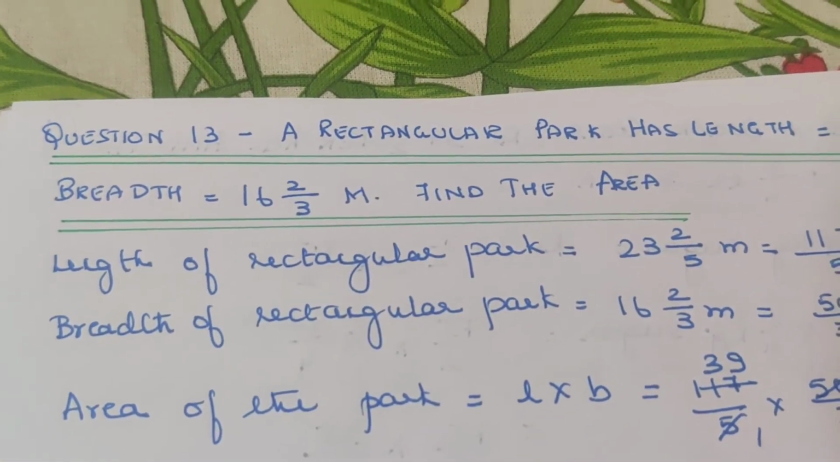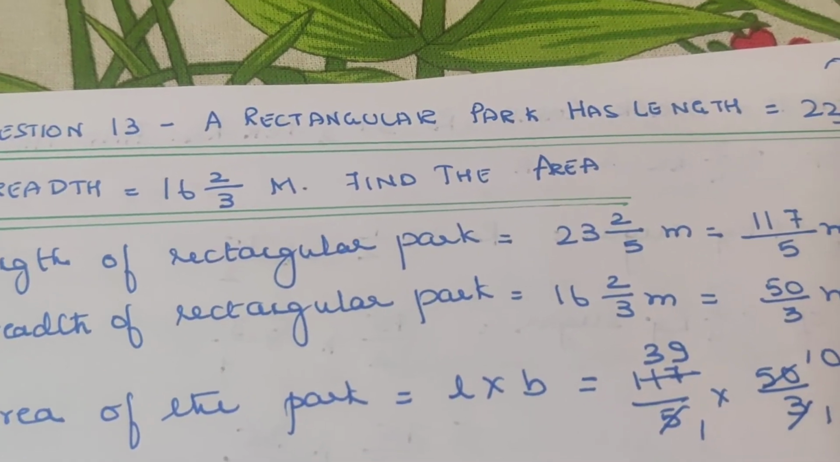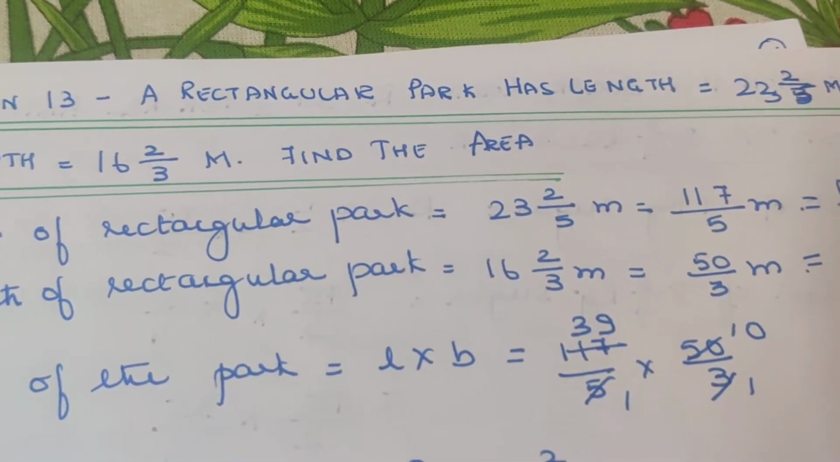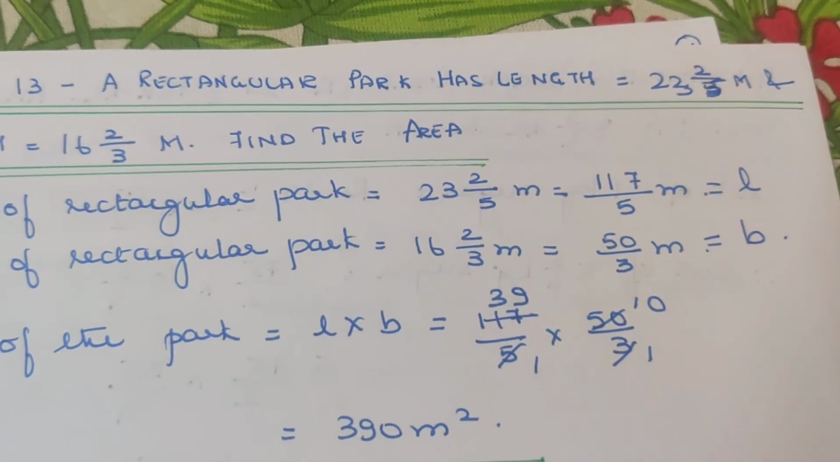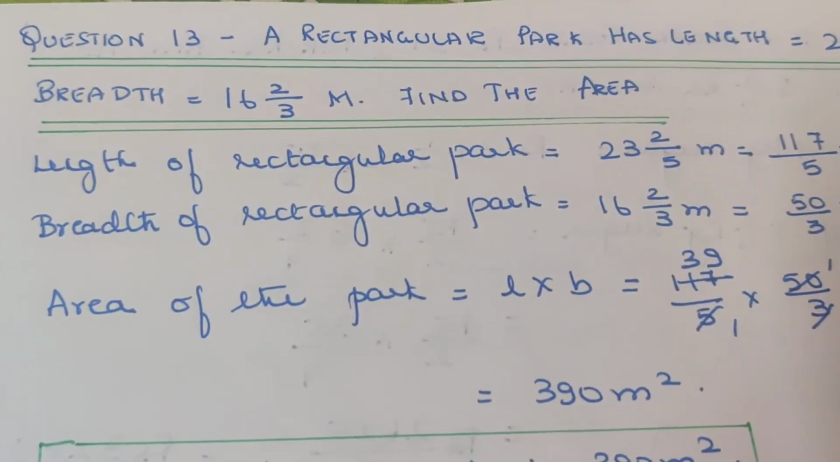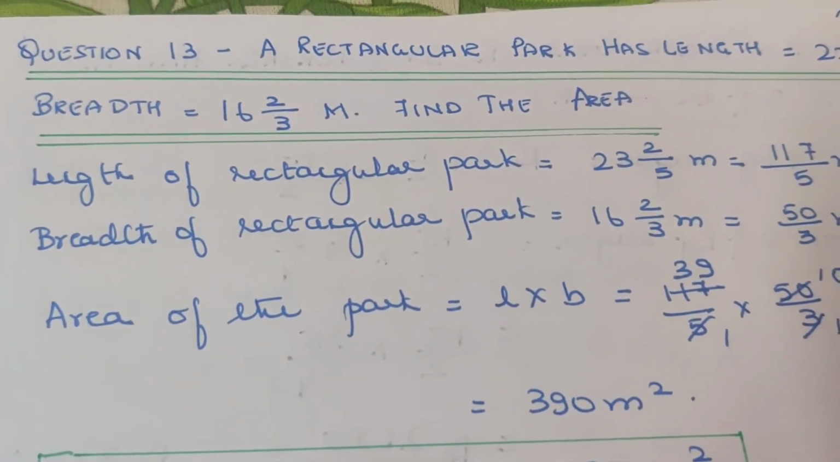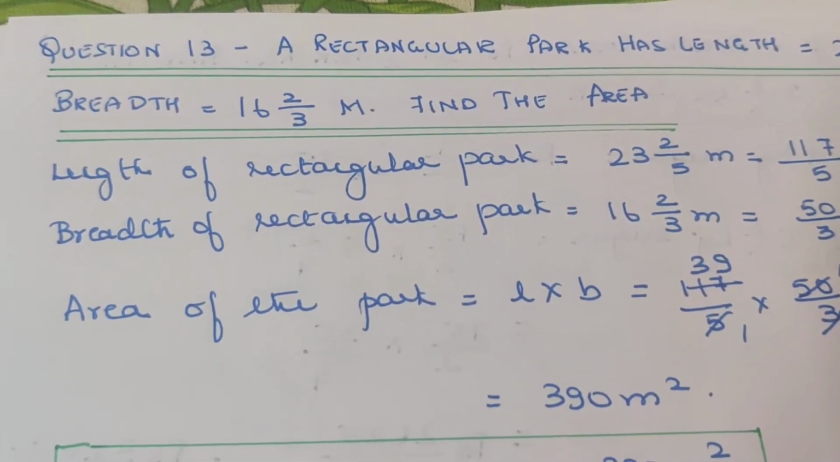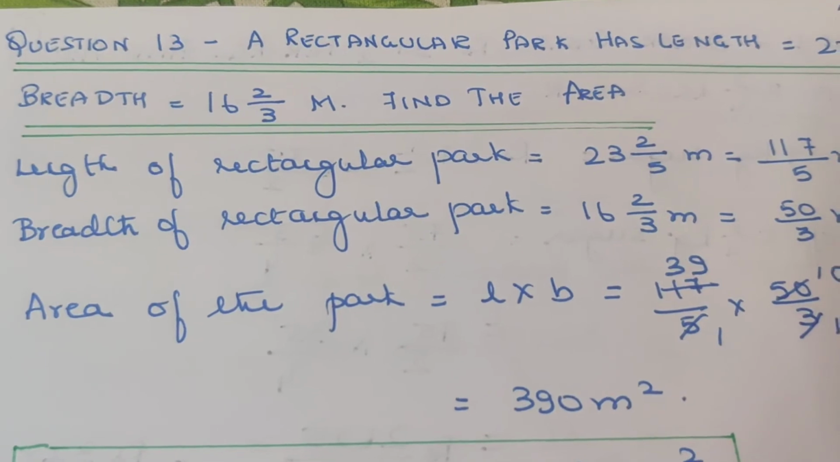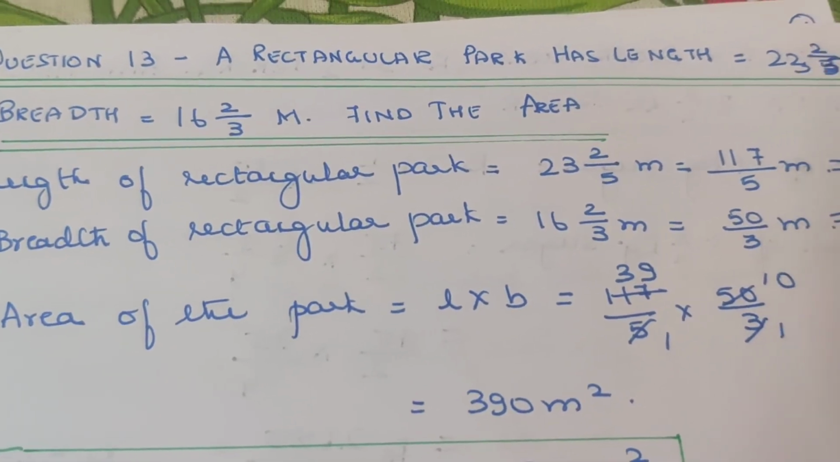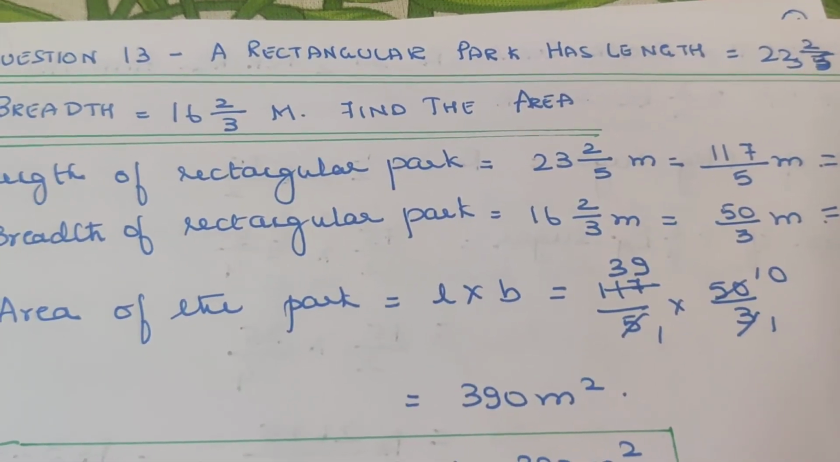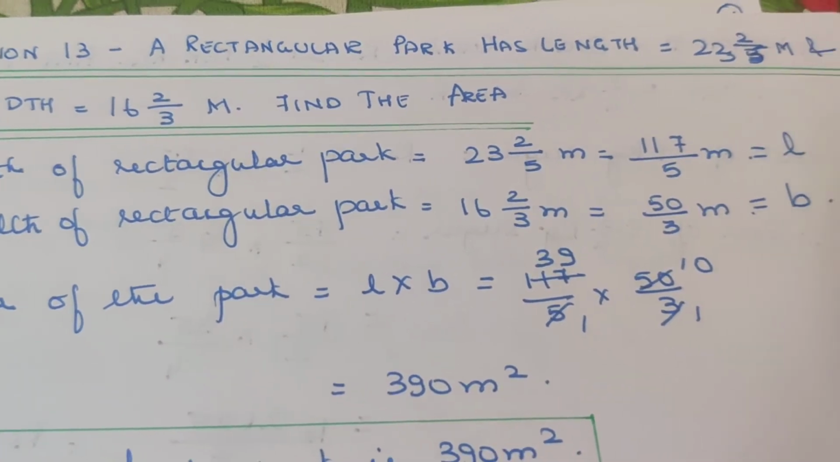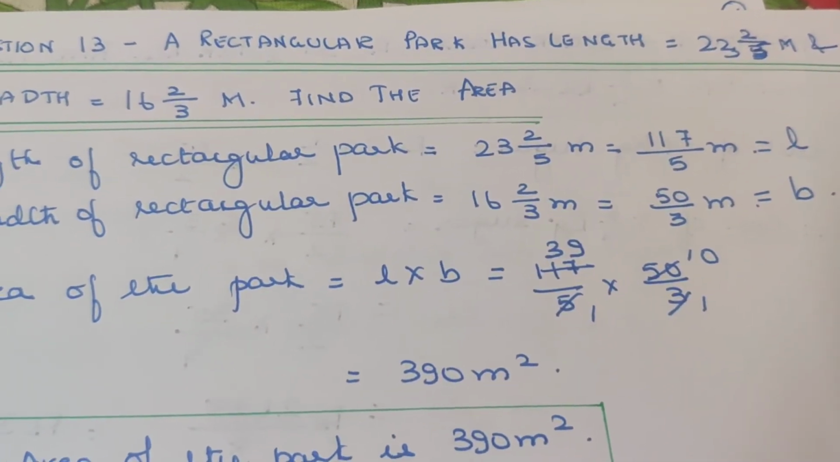Let's move on to the 13th sum. A rectangular park has length 23 2 by 5 meter and breadth 16 2 by 3 meter. Find the area. Very simple. Length of the rectangular park is equal to 23 2 by 5 meter. When you convert it, it becomes 117 by 5 meter, which is nothing but L.